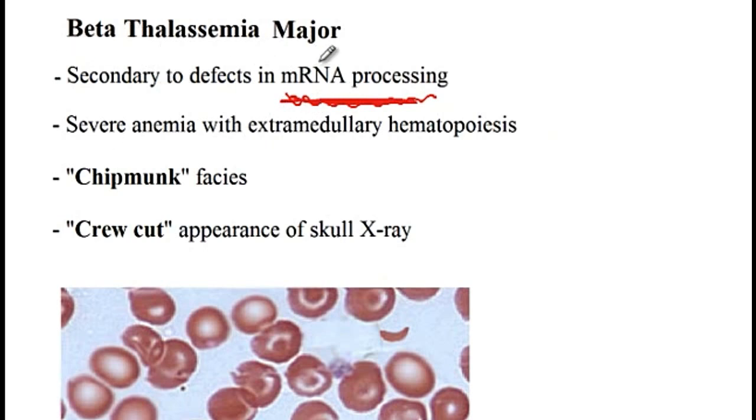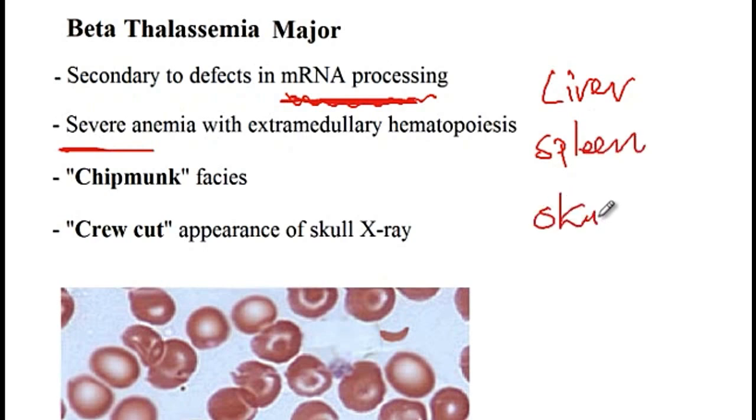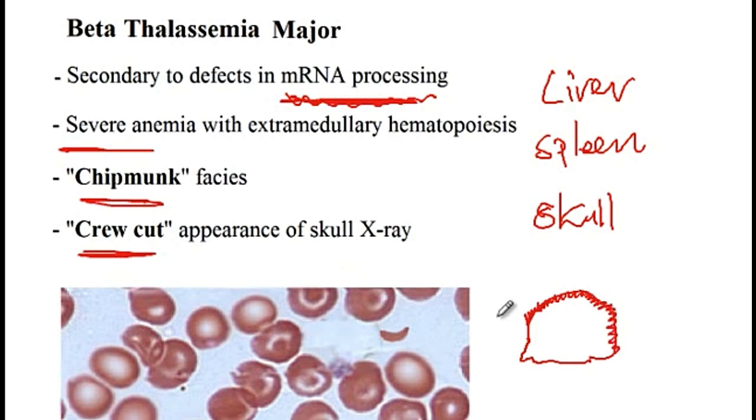And patients with beta thalassemia major are presenting with severe anemia, and so due to the severe anemia, the body will start to make blood in the other tissues, like for instance in the liver, in the spleen, as well as in the skull, or in other words, in the craniofacial bones. And so since there is an expansion of the medullary space of the skull, these patients will have chipmunk faces, where there is prominent frontal and parietal bones, and they would also have crew-cut appearance on the skull x-ray. So let's say that here we have a skull, and then you take an x-ray. On the x-ray, you will see like crew-cut appearance of the bone due to the medullary expansion.